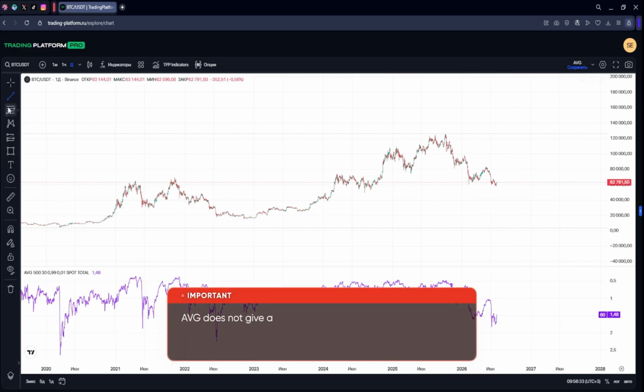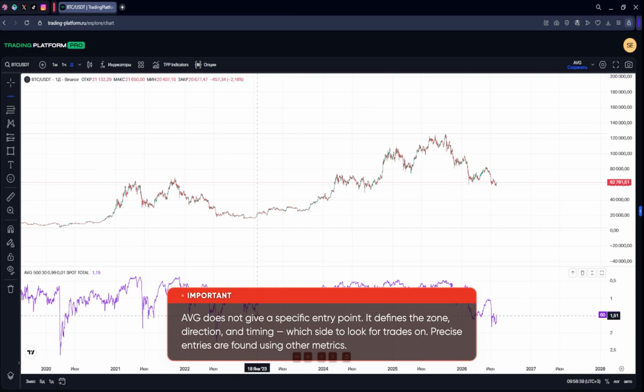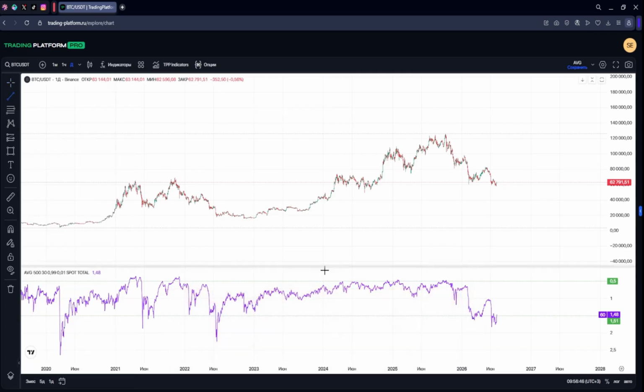This metric does not indicate a specific entry point. It shows the zone where you need to use other metrics to find specific entry points. But simply understanding the zone already points us in the direction we should be looking for trades in which direction.